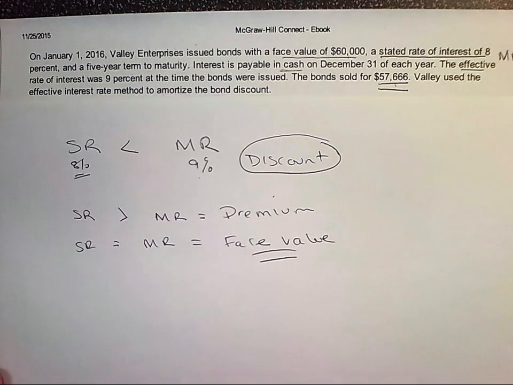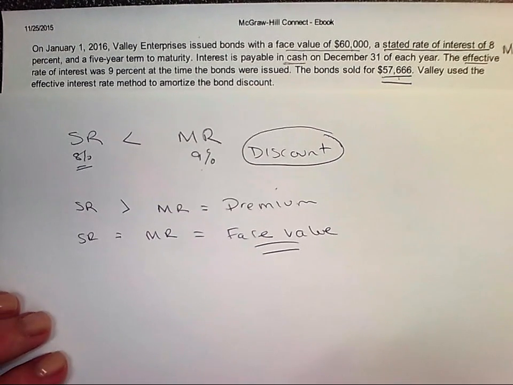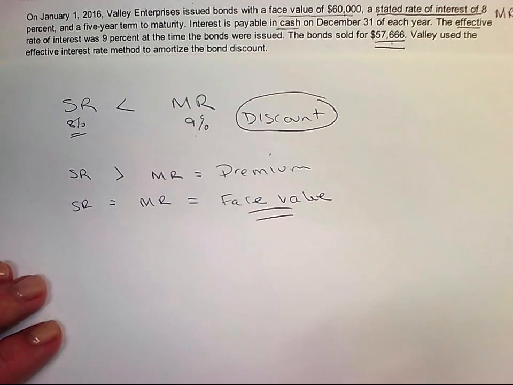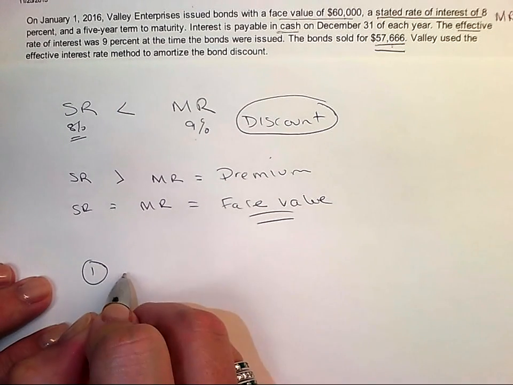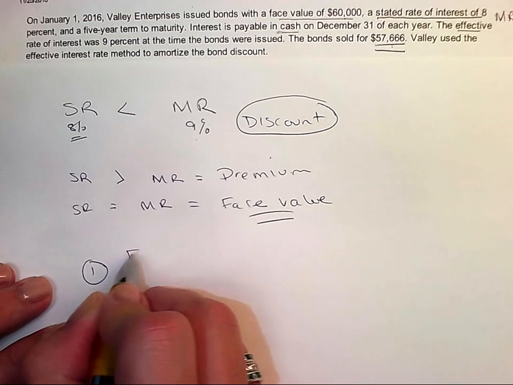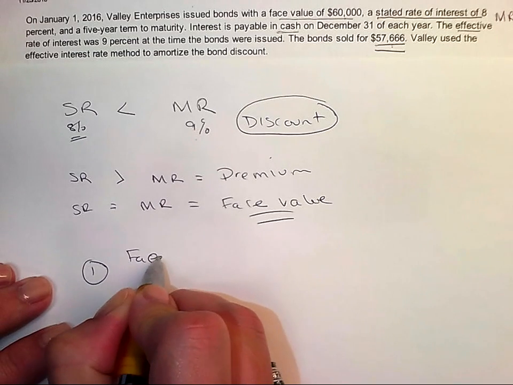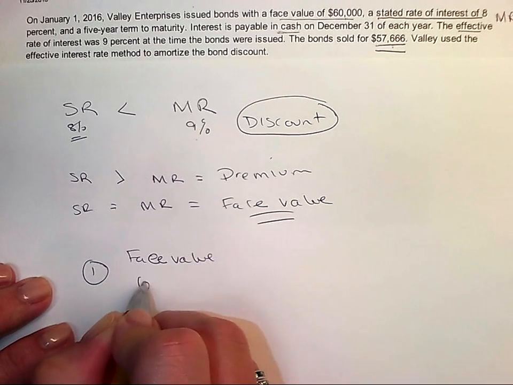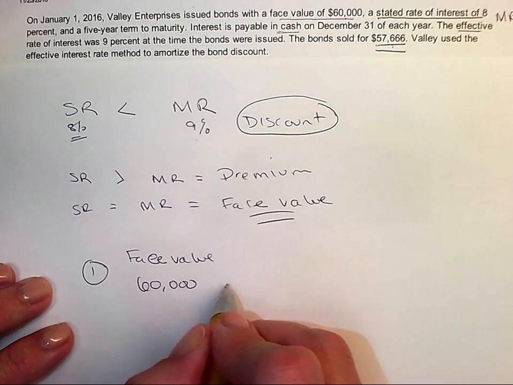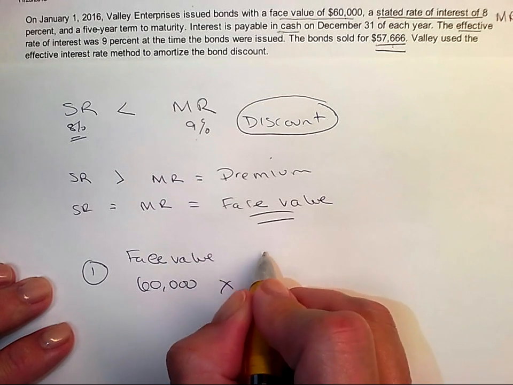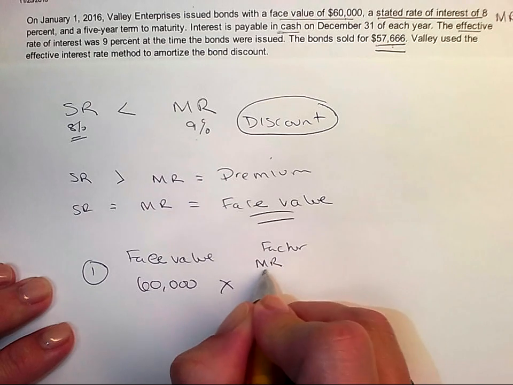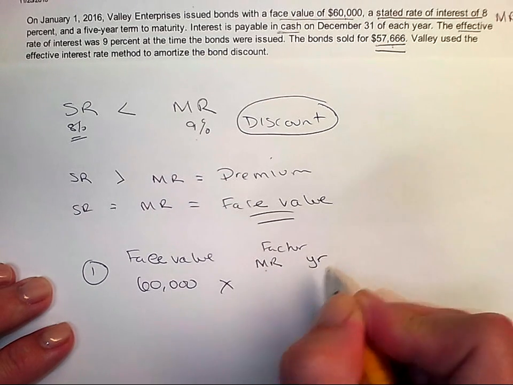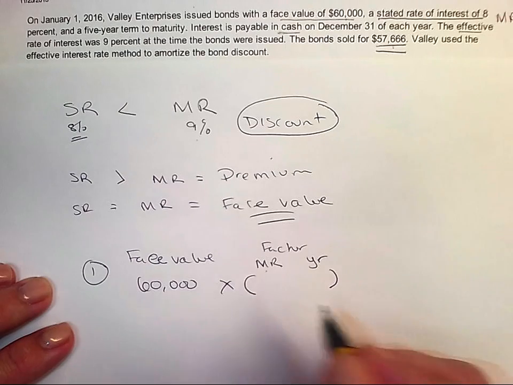So when you calculate what your actual bond issue price is, the first step is to take your face value of $60,000 and multiply that by a factor. How do you find the factor? You use the market rate. This is the only time you use the market rate and the years or the periods to find your factor.